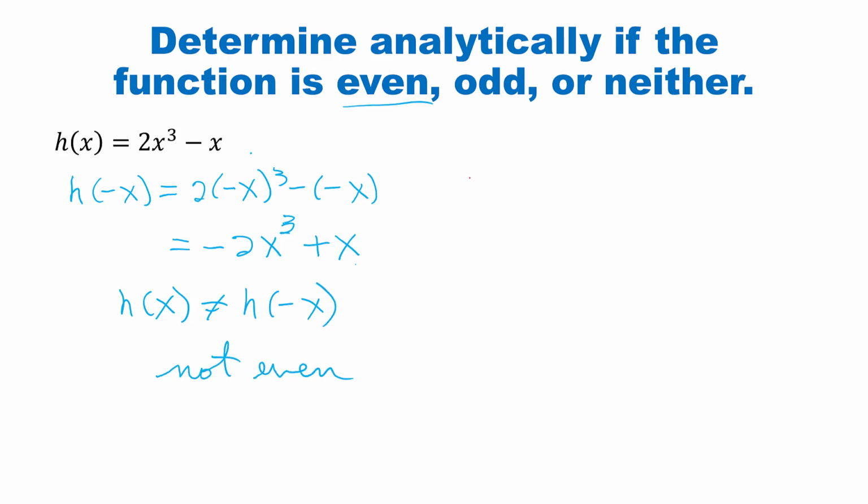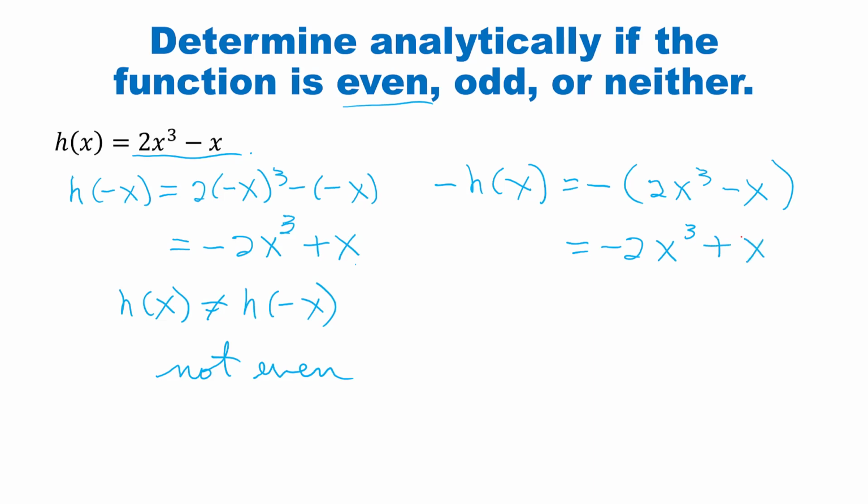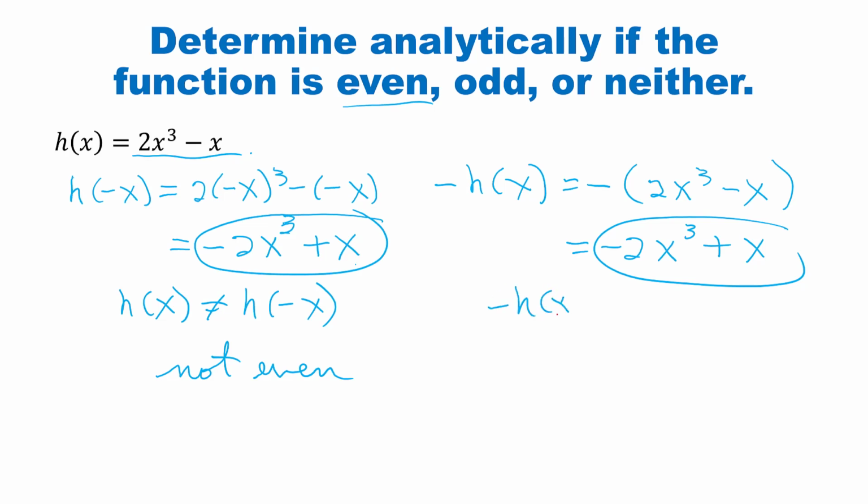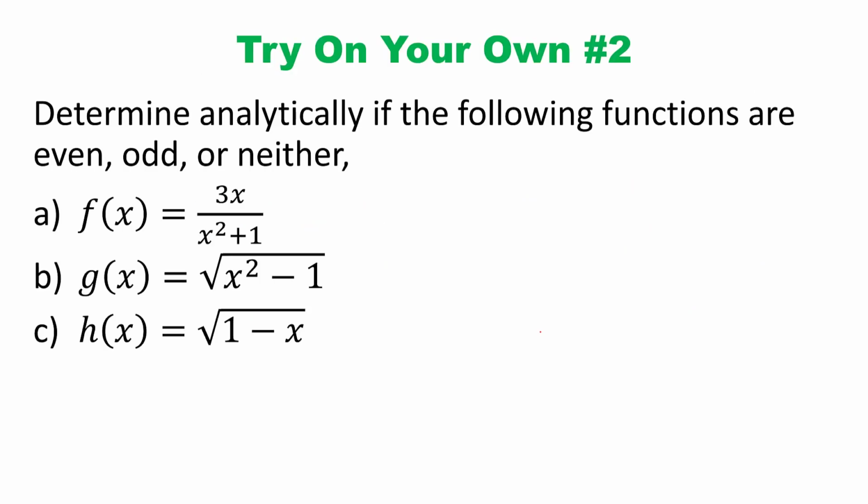We'll test then if it's odd by finding negative h of x. Again, easiest by putting the negative in front of parentheses that enclose the expression 2x cubed minus x. Distributing that negative through, we get negative 2x cubed plus x. And we see that negative h of x is the same as h of negative x. And this is how I want to see these problems written out on exams or when you're doing written homework. I want to see all the steps here. So this function is odd. And we move on. Try on your own.